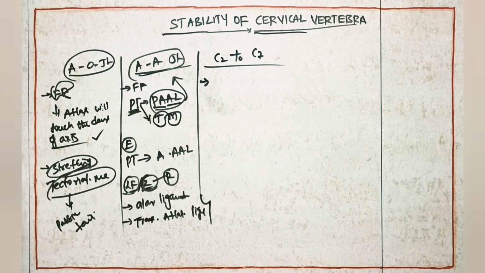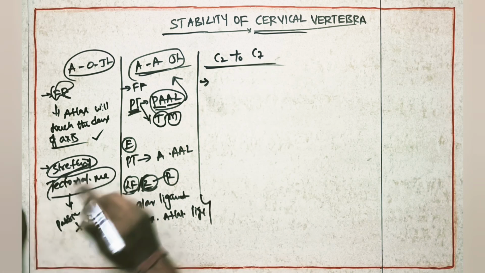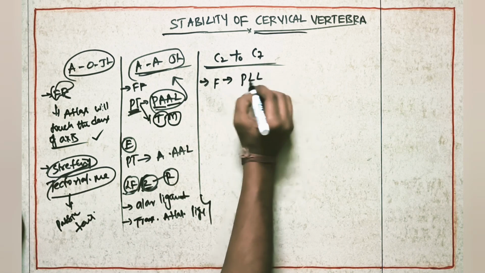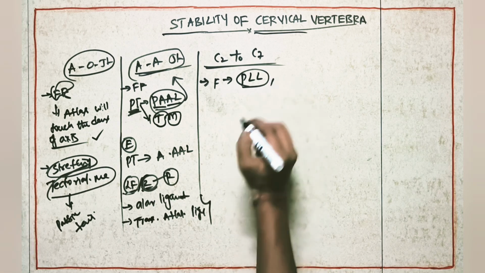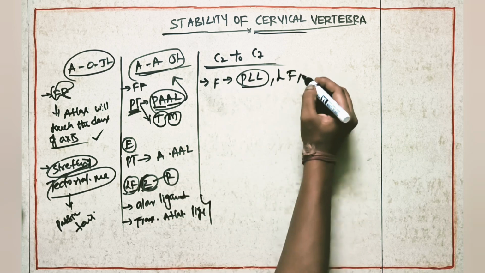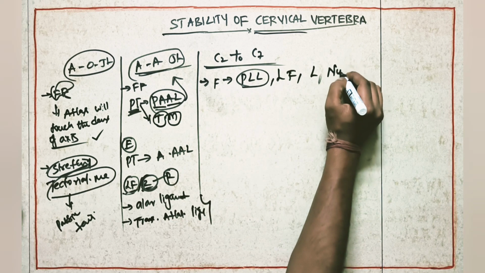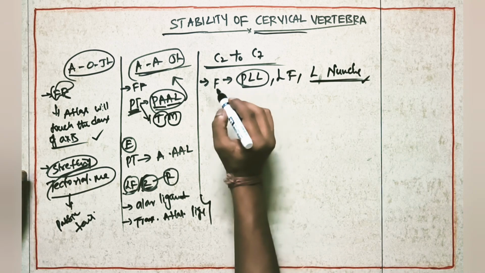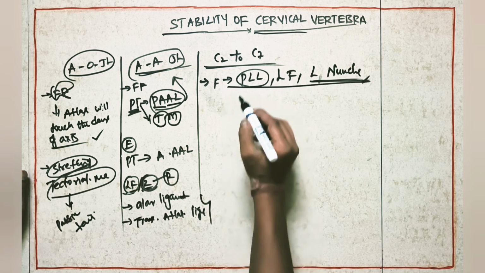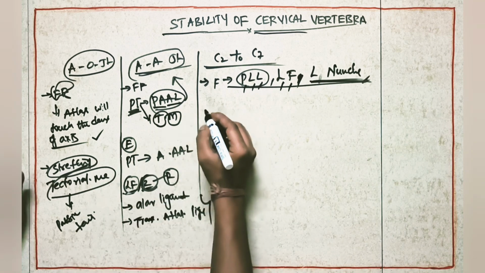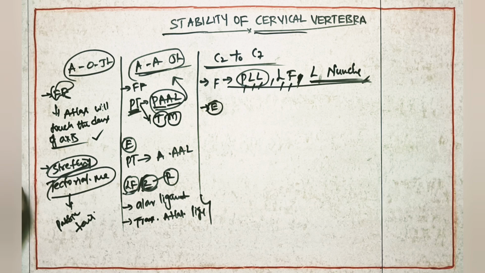Now the cervical spine C2 to C7. Here flexion of the cervical spine is limited by the posterior longitudinal ligament. That means it is going to provide stability, and at the same time the ligamentum flavum also is going to provide stability, and at the same time the ligamentum nuchae. So this is the extension of the ligament, the extensor ligament. Okay, extensor means it is the extension of another ligament. So flexion is restricted or protected by the posterior longitudinal ligament, ligamentum flavum, and the ligamentum nuchae.